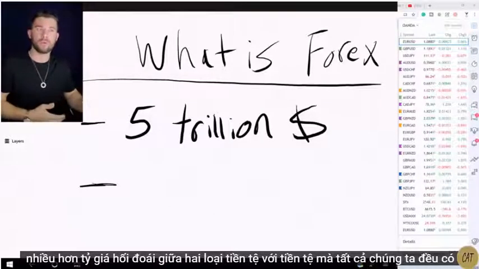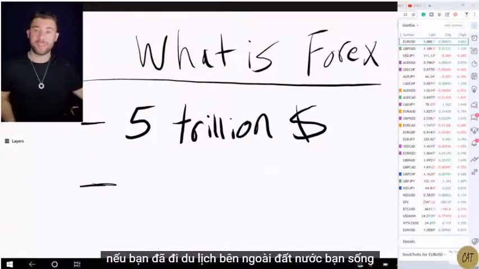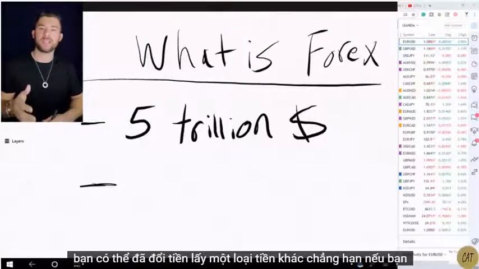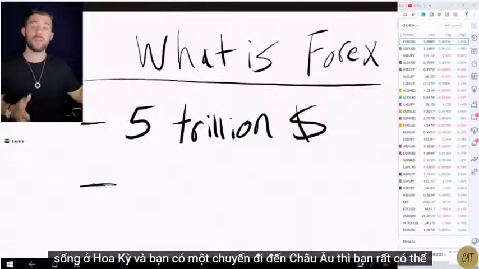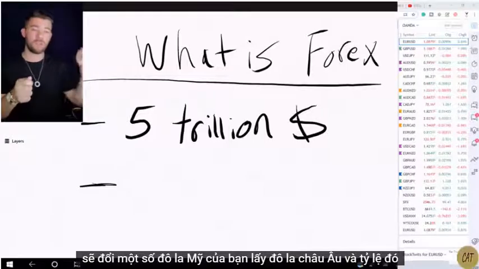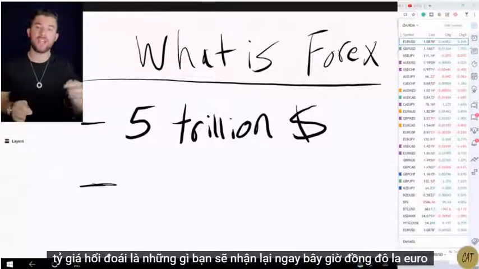We've all had to exchange money before, if you've traveled at least. Maybe you haven't, but if you've traveled outside of the country you live in, you've probably exchanged money for another currency. For instance, if you live in the United States and you take a trip to Europe, then you more than likely will exchange some of your US dollars for European dollars. And that rate, the rate of exchange, is what you'll get back.